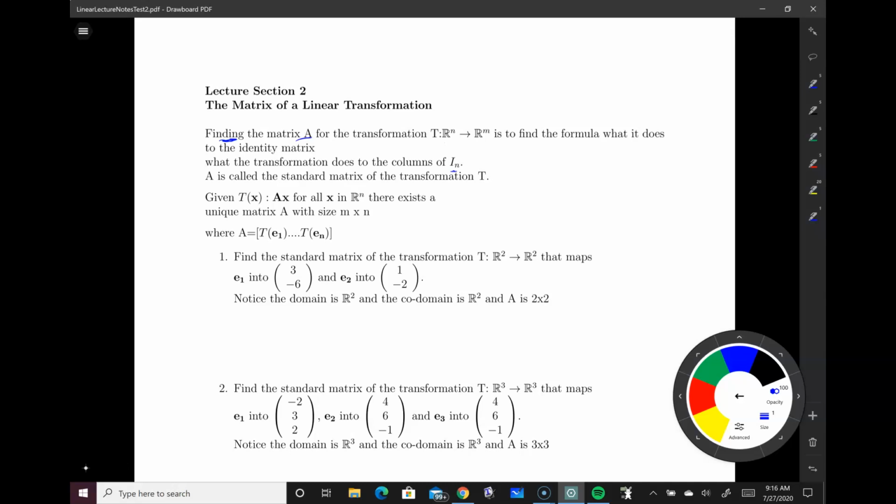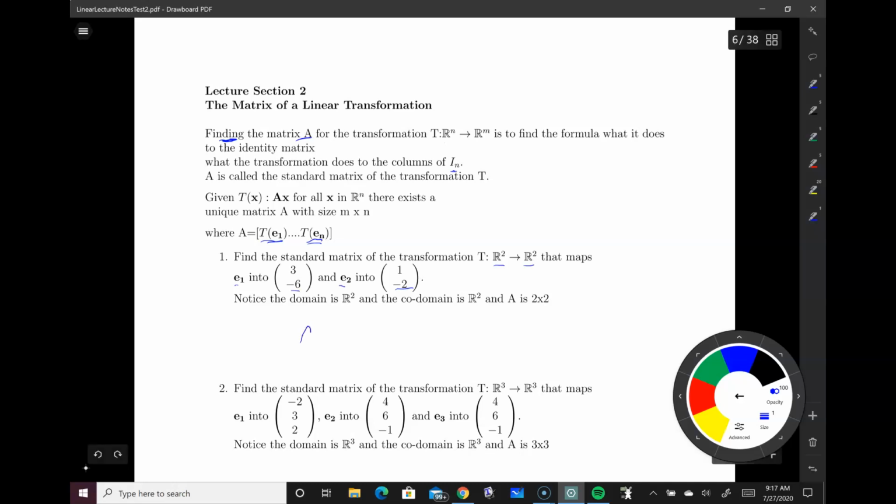So we've already been playing with this, but in our matrix A, the first column is going to be what the transformation does to E1, and the nth column will be what the transformation does to En. So let's look at this one here. I'm being told the transformation goes from R2 to R2. E1 goes into this, E2 goes into this.